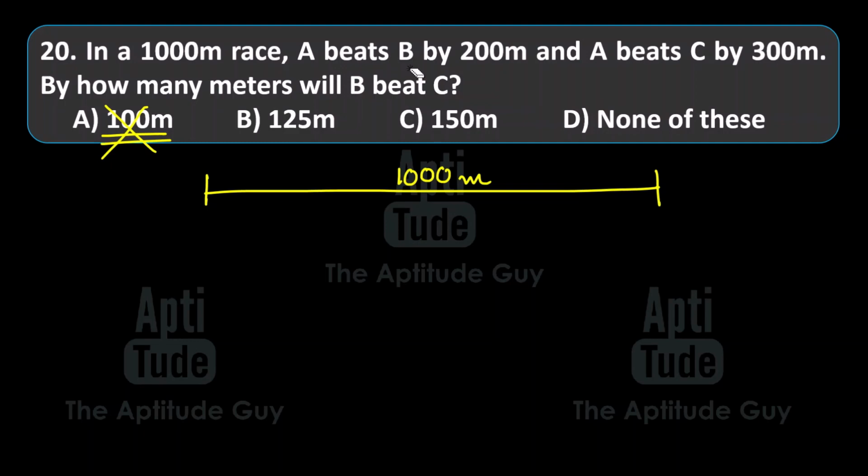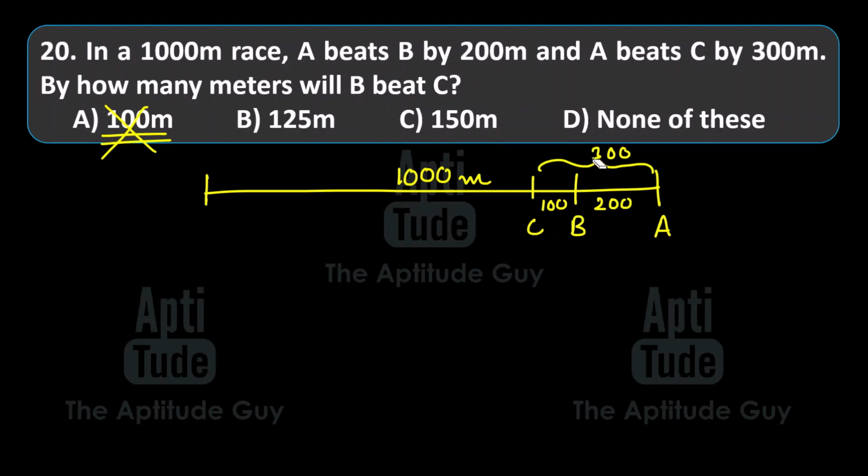Now, A beats B. Now, when do you beat a person in a race? You beat a person when you reach the finish line. So, A is already at the finish line. A beats B by 200 meters. So, B is somewhere over here, 200 meters. Now, A beats C by 300 meters. So, that means C is 300 meters behind A. That means what is the difference between B and C? Of course, 100 meters. But this is not the final answer.